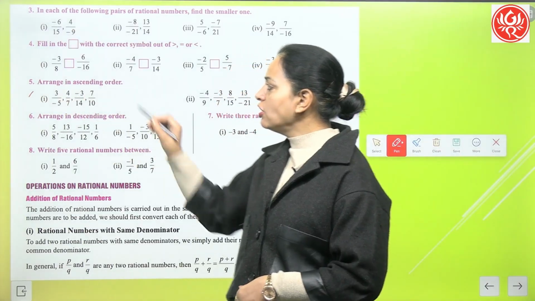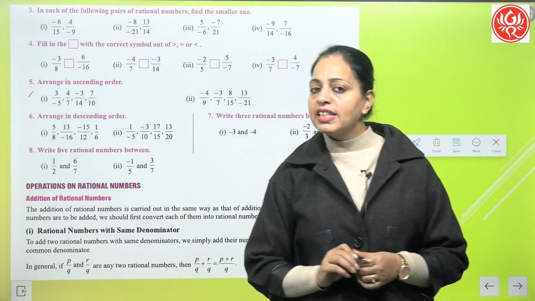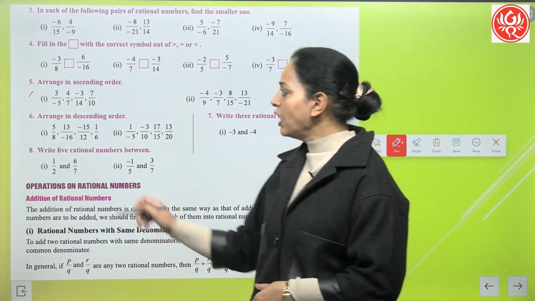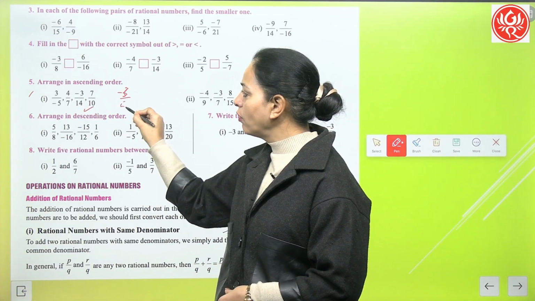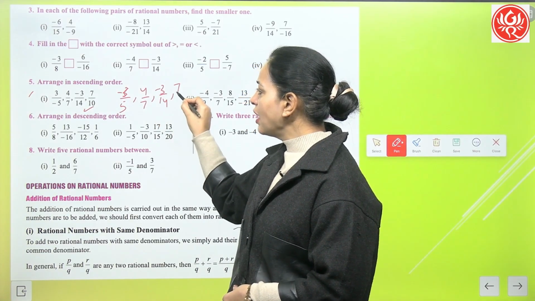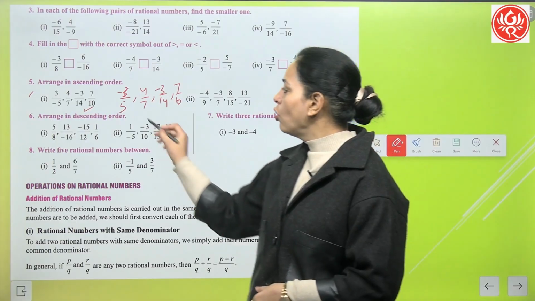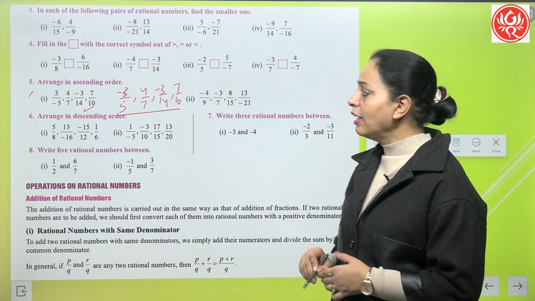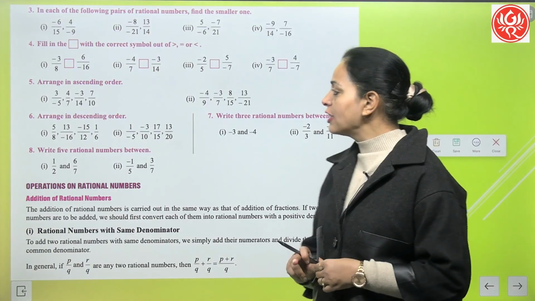The fifth one, arrange in ascending order. Now we have some fractions. हमें arrange करना है. Ascending order means increasing order, means smallest to greatest. So see here we have 4 rational numbers. So minus 3 upon 5, first one, 4 upon 7, minus 3 upon 14 and 7 upon 10. But all are having different denominators. So what to do? We have to take the LCM of 5, 7, 14 and 10, then make the denominator same, then compare it, right? So try this one on your own.